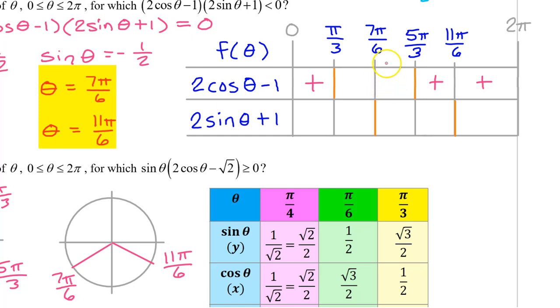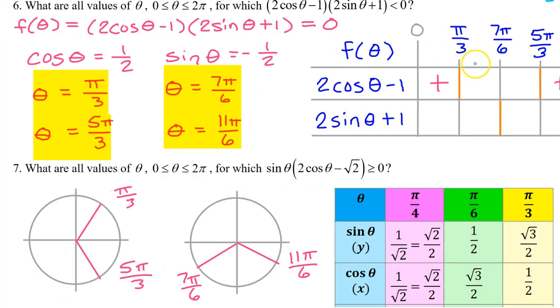And we can use 7 pi over 6 as a test value. There's nothing wrong with using 7 pi over 6 as a test value. However, there's a better option. So look at the unit circle. Between pi over 3 and 5 pi over 3, we're talking about the interval from here and all the way around and back to here. We can pick any test value we want on this interval.